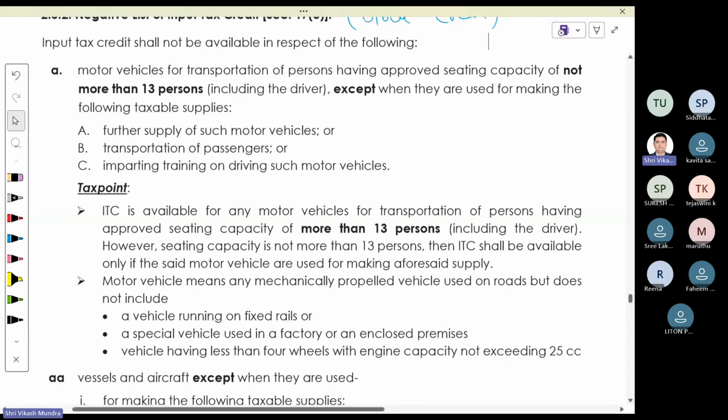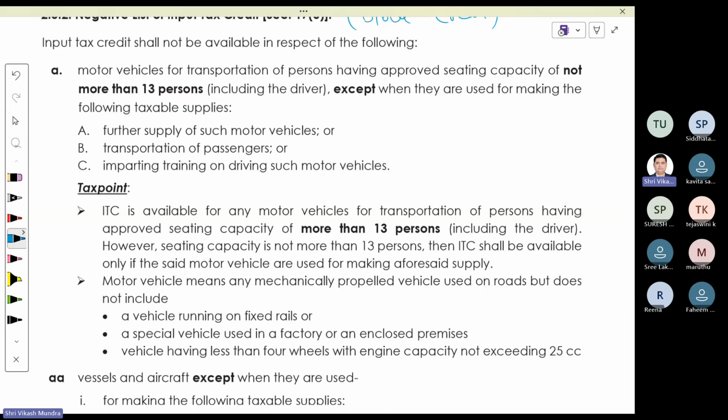Motor vehicle for transportation of persons having approved seating capacity of not more than 13 including the driver, except when they are used for making the following taxable supply: further supply of such motor vehicle, that means you are selling motor vehicles, you are dealing in motor vehicles, or transportation of passengers, or you are engaged in the business of imparting training on driving such motor vehicle.